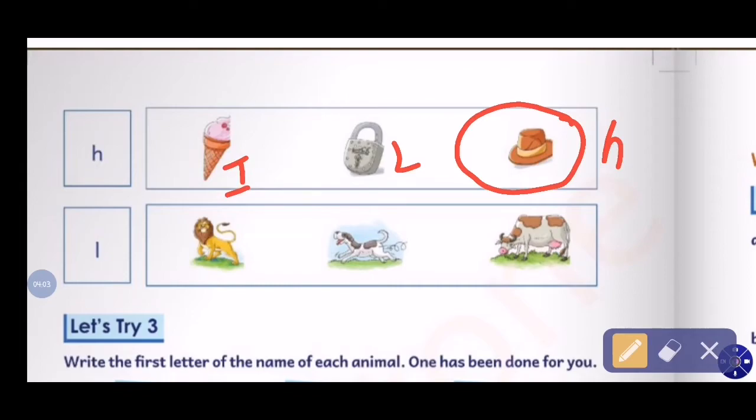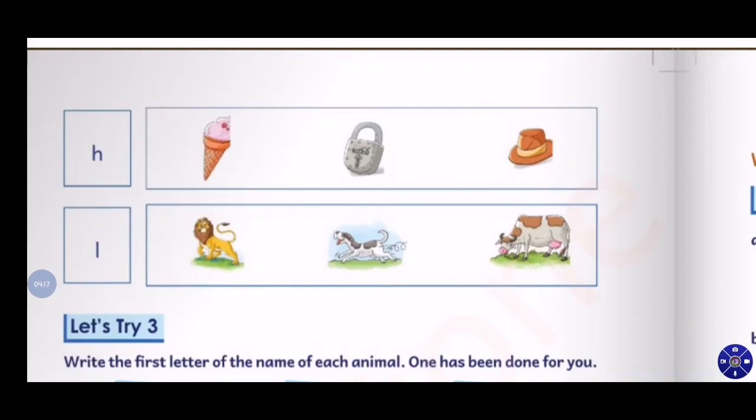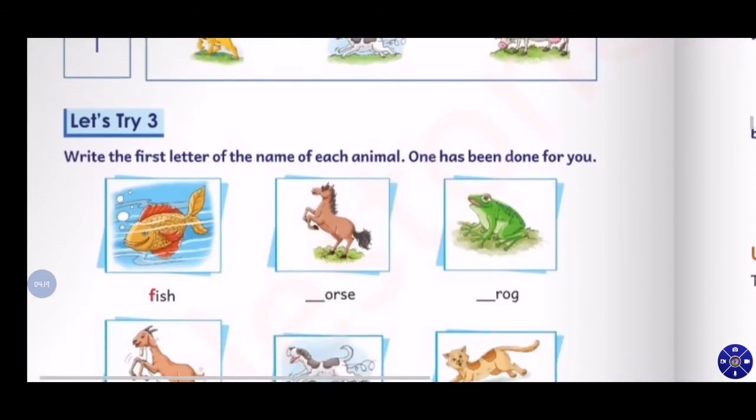In next picture the letter is L. So L for lion, D for dog and C for cow. So the correct answer is L for lion. I hope you have understood this one.